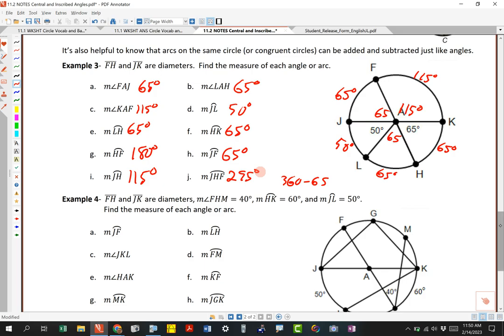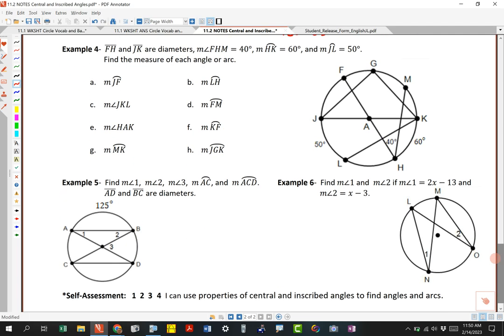All right, let's slide down here. Got a couple more to take a look at. Okay, got some information. Those are diameters. Angle FHM is 40 degrees, so we got that marked. So that's this guy right here. I'm going to put a little dot in there. Arc HK is 60 degrees. Got that. Arc JL is 50 degrees. Got that. Now I got work to do.